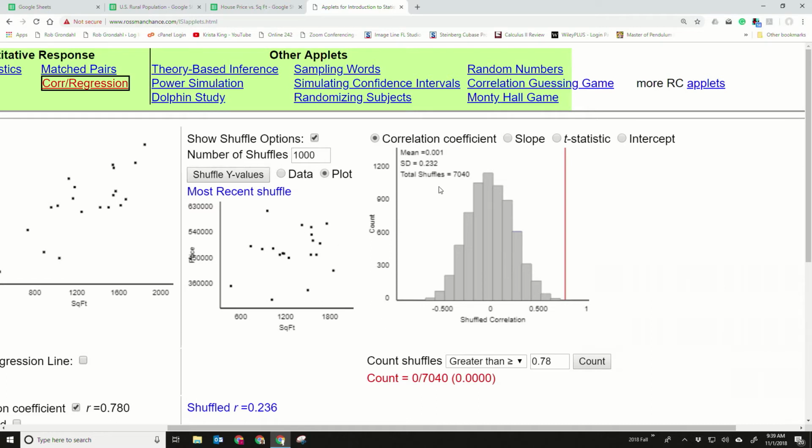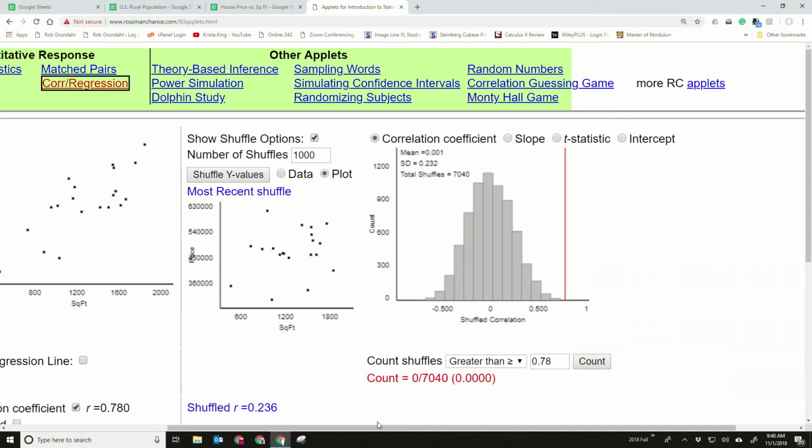But here we are at 7,000 shuffles and still has not happened. We have yet to get a correlation coefficient as large as the one that we saw in our sample. So this is providing some strong evidence that the correlation coefficient actually is greater than 0. There is some association here. Now, how strong is the association?